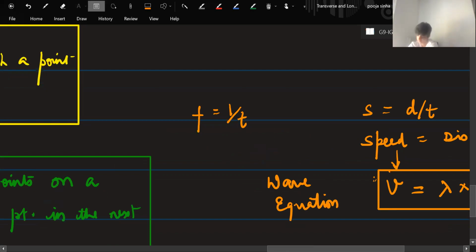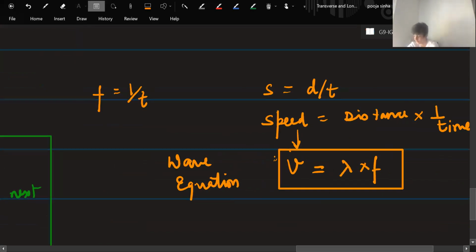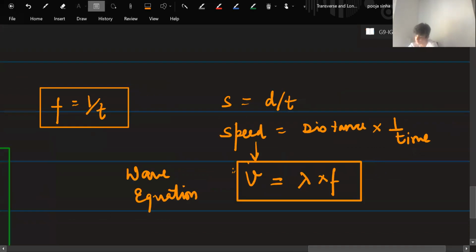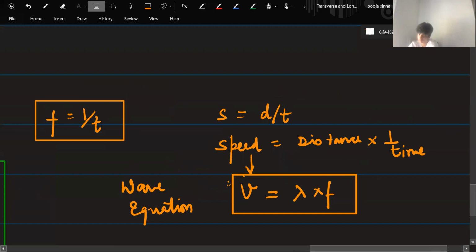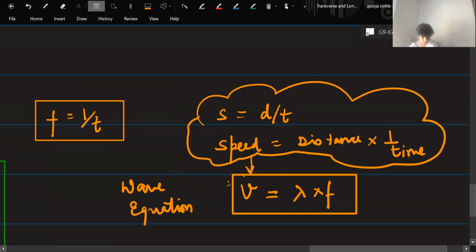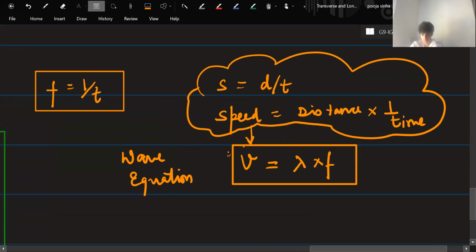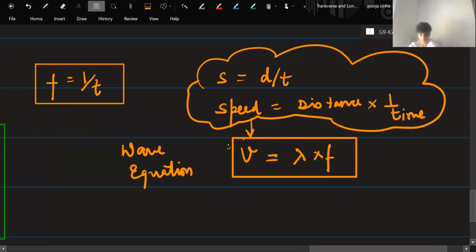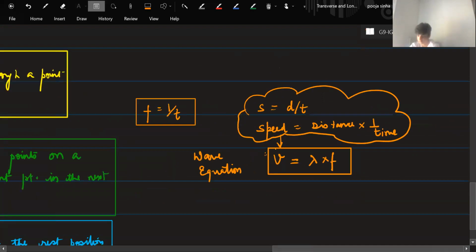What is V? V is the velocity or speed. What is lambda? Lambda is wavelength. And what is f? Frequency. And frequency और time में क्या relationship होता है? Inverse relationship होता है. ठीक है? This part is clear. This, what is the wave equation, is clear.